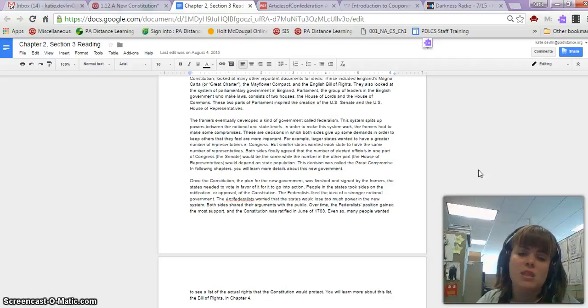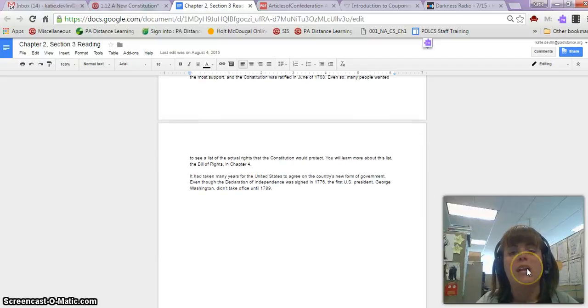Once the Constitution, the plan for the new government, was finished and signed by the framers, the states needed to vote in favor for it to go into action. People in these states took sides on the ratification, or approval, of the Constitution. The Federalists liked the idea of a stronger national government. The Anti-Federalists worried that the states would lose too much power in the new system. Both sides shared their arguments with the public. Over time, the Federalist position gained the most support, and the Constitution was ratified in June of 1788.